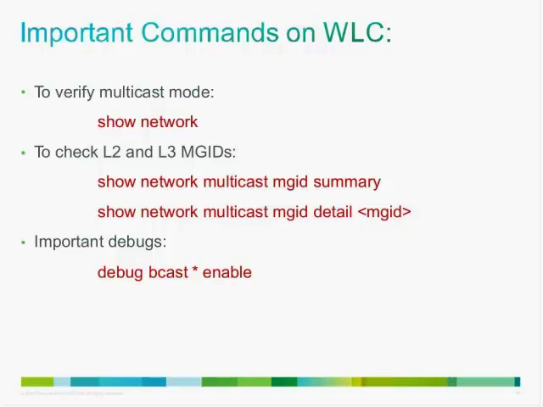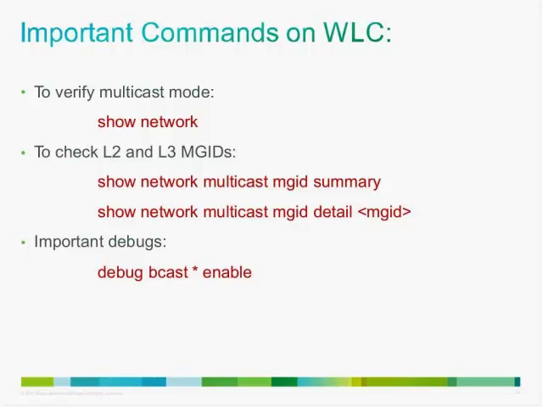Some of the important commands on the controller to verify the multicast configs: you can do a show network, which will tell us which mode the multicast is using. It will also tell us whether the broadcast forwarding option is enabled or not. Then we can check the L2 and L3 MGIDs. These are one of the very important things that helps us a lot of times. This will tell us exactly whether we have clients listening on some interface or not. That way we will know whether multicast is working or not.